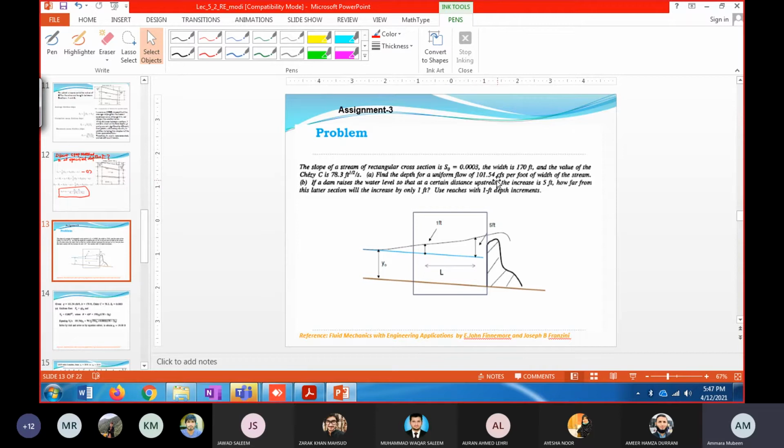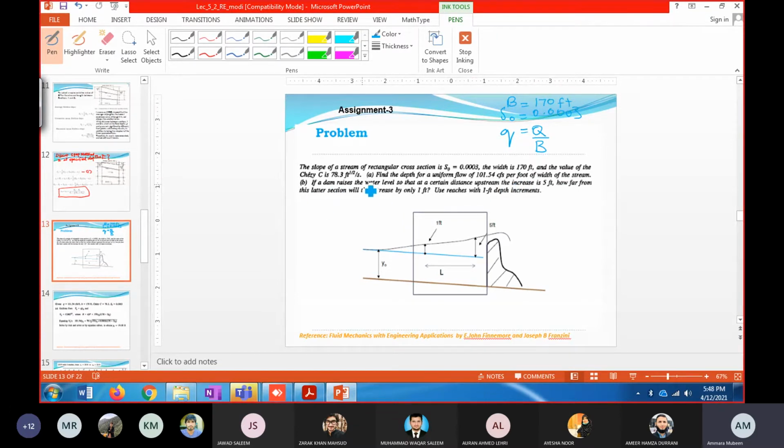And this discharge is given. Small q is given, 101.54 cusecs per foot, which means small q is actually capital Q divided by B. So you are given q, which is Q over the width of the channel. You are given the bed slope, S naught. And the width is given, it is 170 feet.